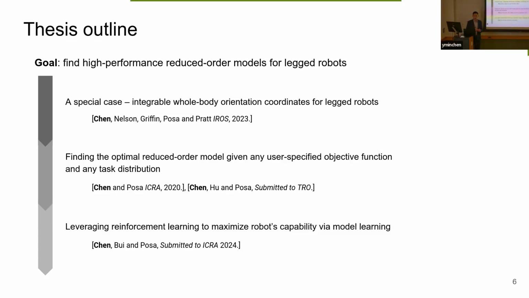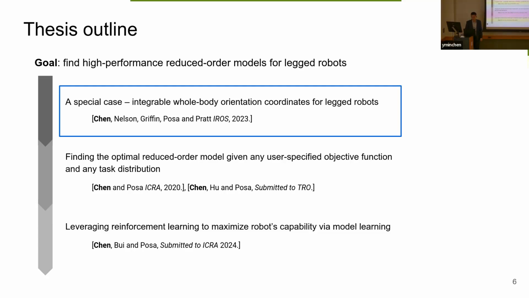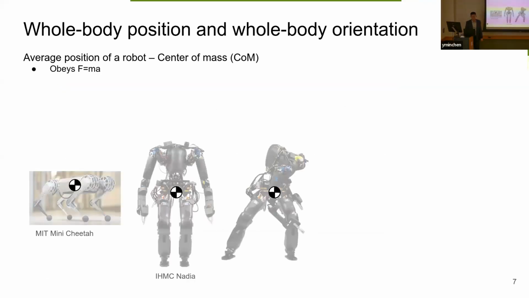And lastly, I improve upon chapter 2 by incorporating reinforcement learning into the model optimization. Right. So first chapter, I want to start with a very simple concept, center of mass. Everybody knows this is the average position of a robot, and it has a very nice characteristic, which is it obeys Newton's second law, right? F equals ma.